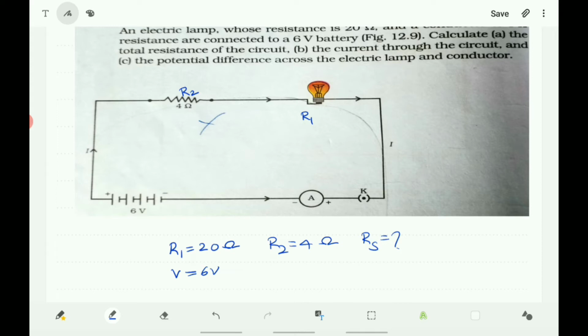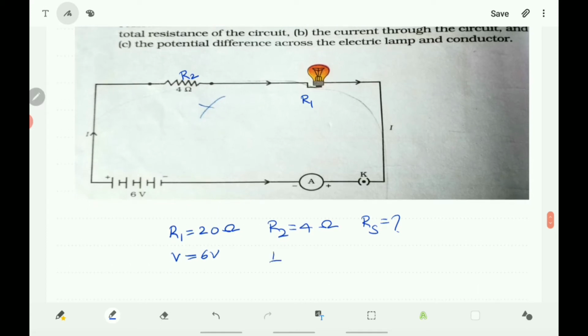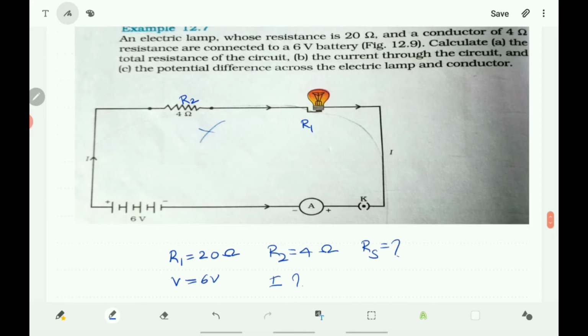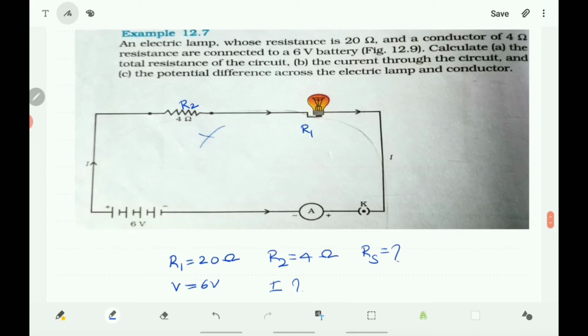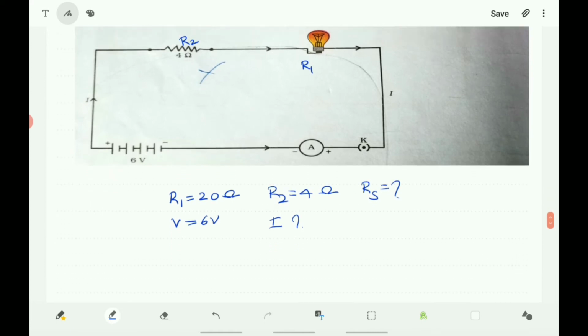And what do you have to find out? The total resistance Rs and the current I. Current I and the potential difference across the electric lamp and conductor, that you have to find out. That is V1 and V2. V1 is the potential difference across the lamp, and V2 is the potential difference across the conductor.